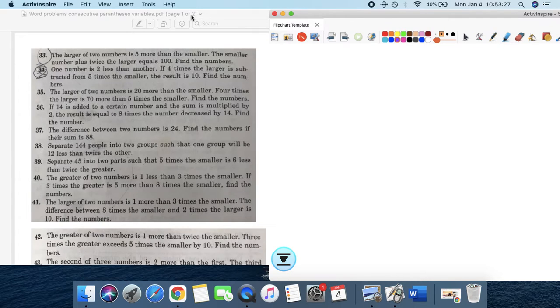So, first one, the larger of two numbers. So there's two numbers, a larger one and a smaller one. And it talks about the larger one being referenced in terms of the smaller one. So that's why the smaller one, we call it our x. The larger one is based on the smaller one, so the larger one is 5 plus x. Now that we have identified it, we can set up our equation.